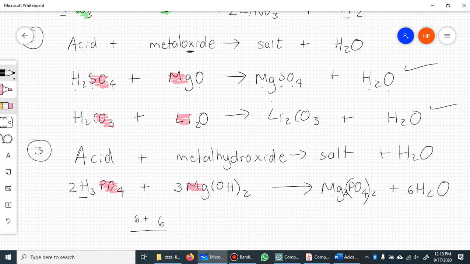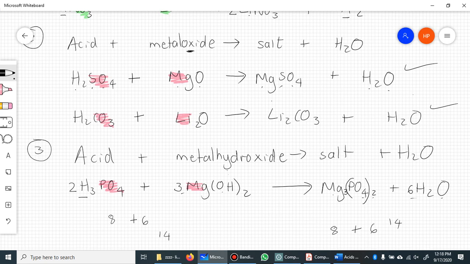Then that leaves me with oxygen. I've got a total of 2 times 4, so 8, plus, again, 3 times 2, so 6. So I've got a total of 14 on the left. Then 2 times 4, so 8 on the right, and 6 times 1, 6 on the right. So I've got a total of 14 on the left, 14 oxygens on the right. So that balances out.